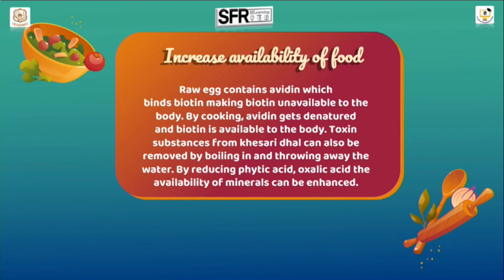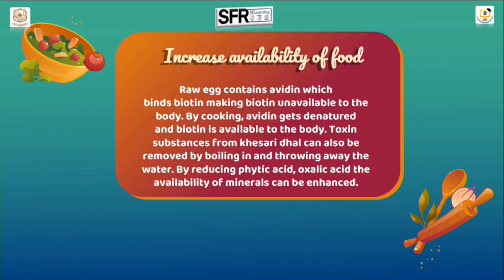The next objective is increases the availability of food. Raw egg contains avidin, which binds biotin and makes the biotin unavailable to the body. Avidin is a factor present in raw egg, which combines with the biotin. When we subject the raw egg to the cooking process, the avidin gets denatured and biotin is available to the human body.